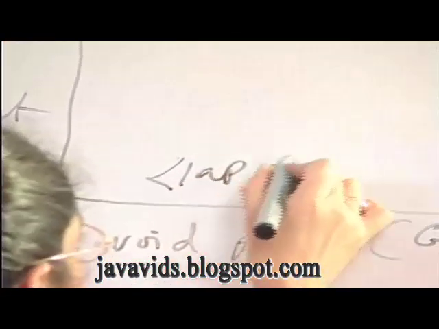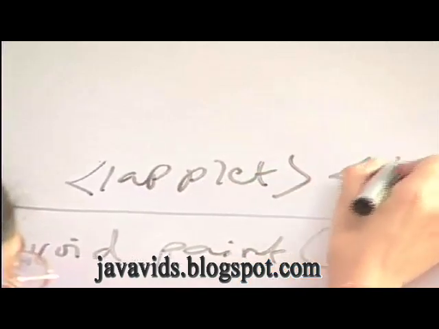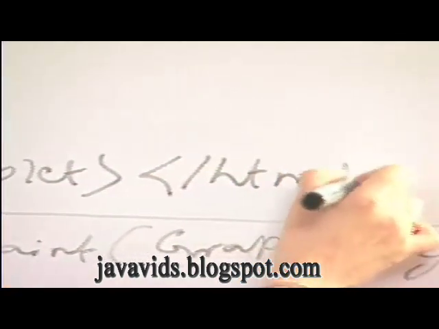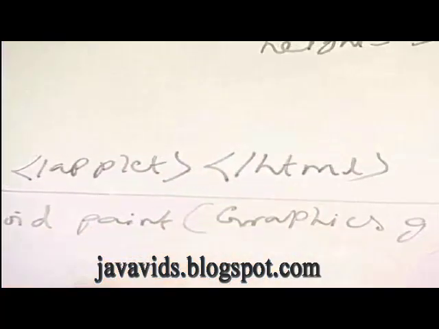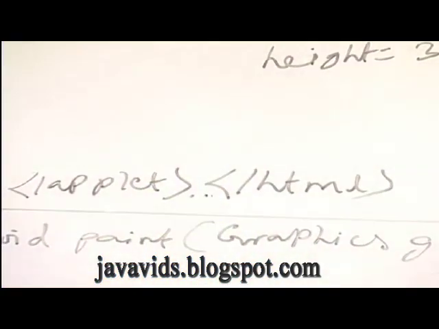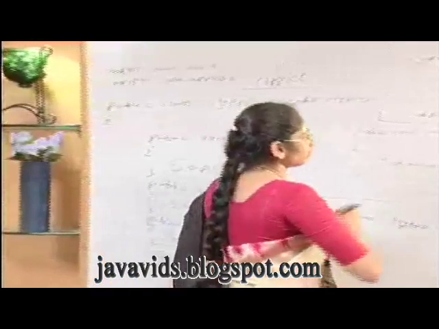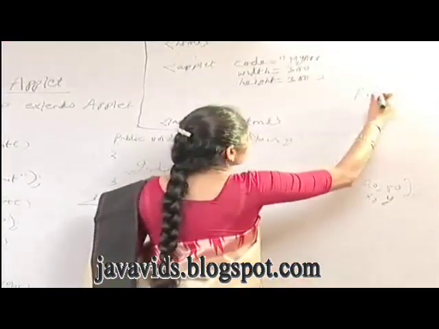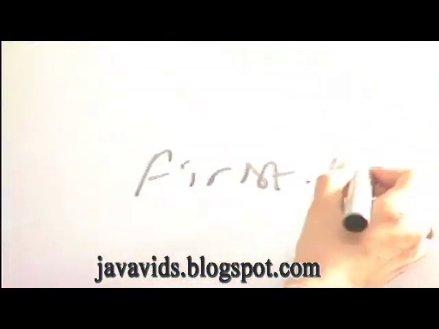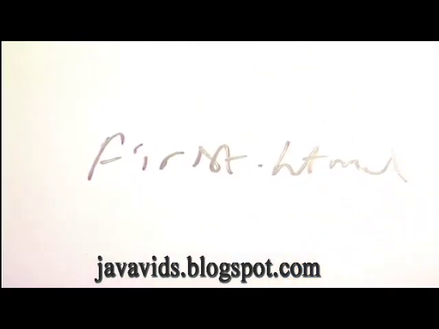Slash applet. Applet is a container element. That means there is a begin element and an end element. And then end your HTML, you can have your other HTML tags after the slash applet as well. So let's call this HTML file first.html. It can be any name, doesn't matter.